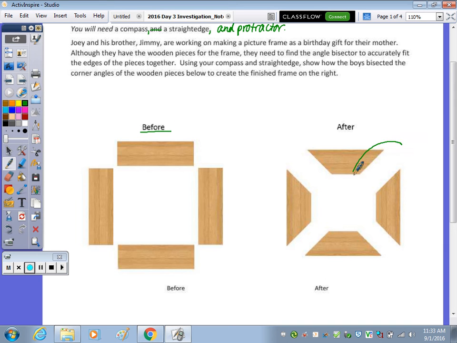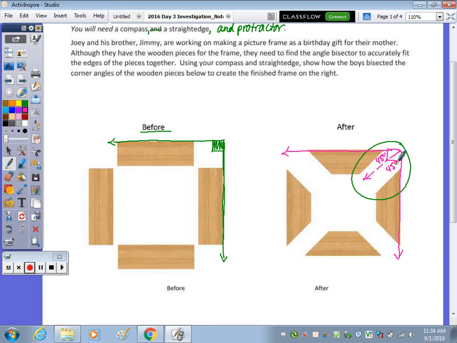So here, we want to go from, in this picture, this 90 degree angle. So we want to bisect that. So over here, we have a 45 degree angle in order to fit the frame nicely together to form that 90 degree angle when you put the pieces together. So we need to bisect and have two 45 degree angles here.